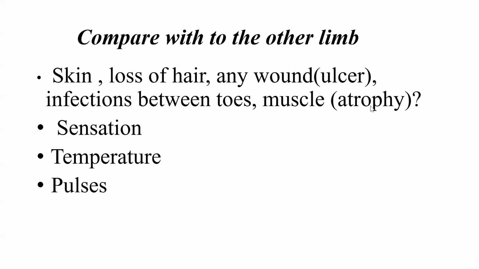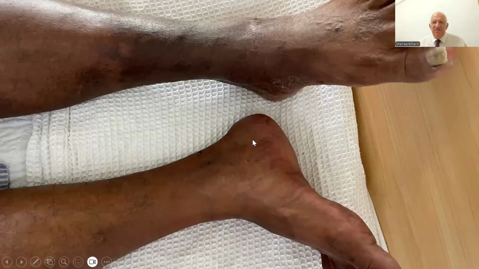Okay? So you examine by inspection: the skin, wound, loss of hair, between the toes, brittle nails, any hyperpigmentation, lipodermatosclerosis. After that, go to pulsation. Of course, before that, the temperature, then the pulsation. It is better to find or palpate the pulsation by handheld Doppler. Okay.